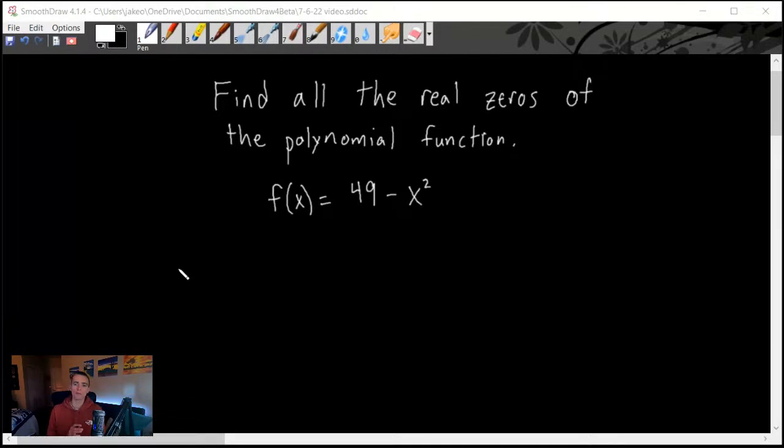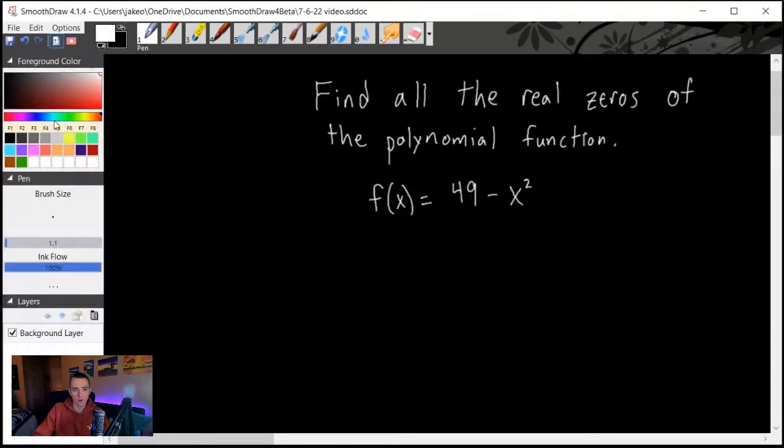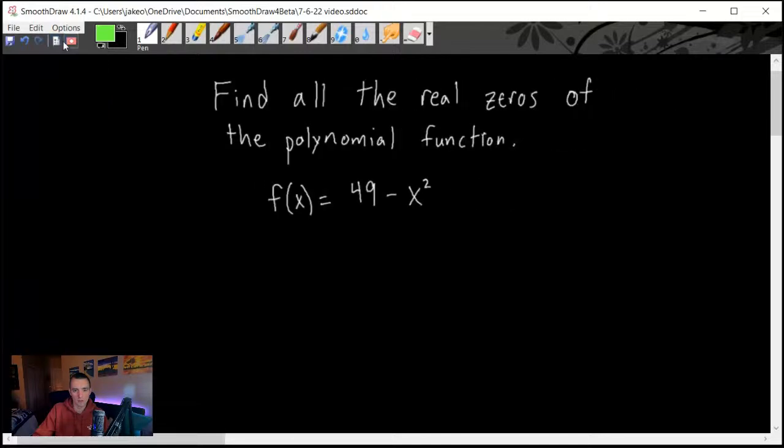Find all the real zeros of the polynomial function, and the function that we've got here is f of x equals 49 minus x squared. So really, when it comes to any of these types of problems where you're trying to find all the real zeros of the polynomial, all you're doing is taking the function that they give you, 49 minus x squared in this case, and setting it equal to 0.